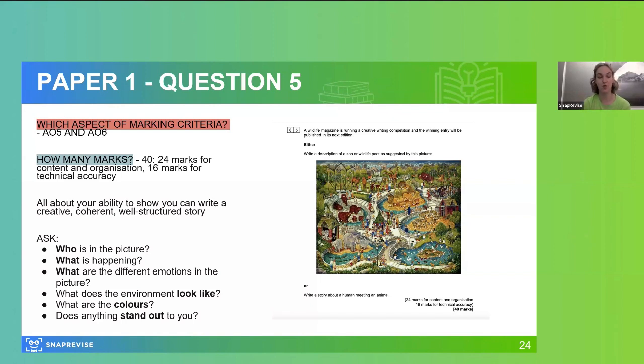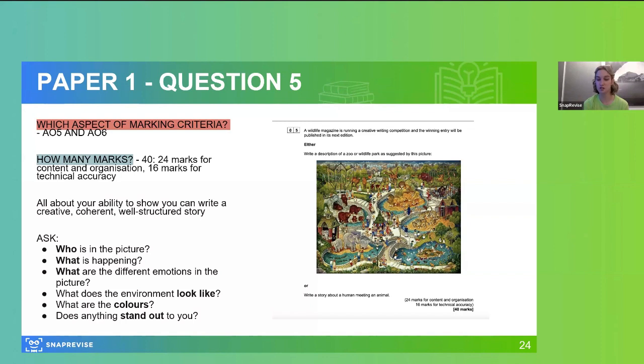Before you start writing, always ask yourself the classic who, where, what, why, when questions, but specifically ask yourself who's in the picture if you're picking the picture. If you're not picking the picture, think about who your characters might be. What's happening? What's going to happen at the beginning, is something going to change, and what does that mean for the end of your story?